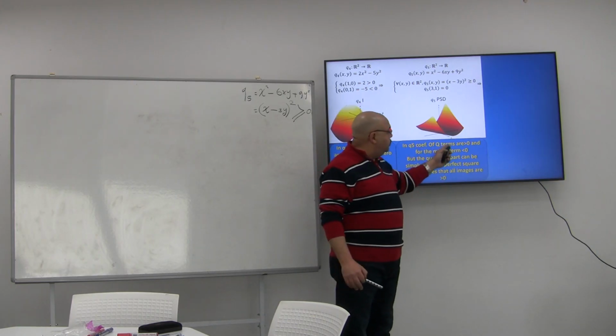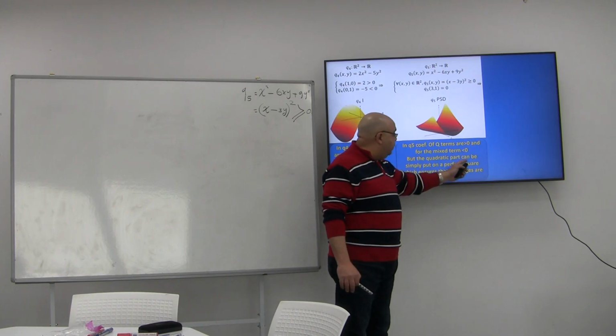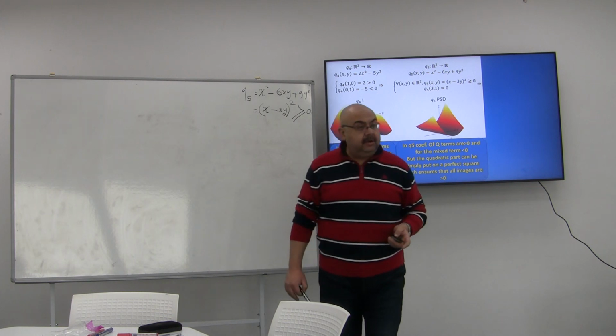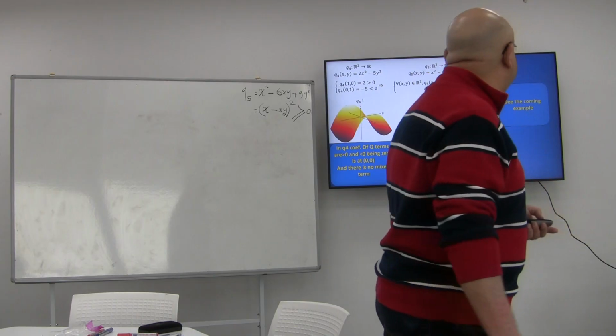In Q5, the coefficients of the squared terms are greater than 0, the mixed term is greater than 0, but the quadratic part can simply be put as a perfect square, which ensures that the images are greater than or equal to 0. This is why I ended up with a positive semi-definite function.